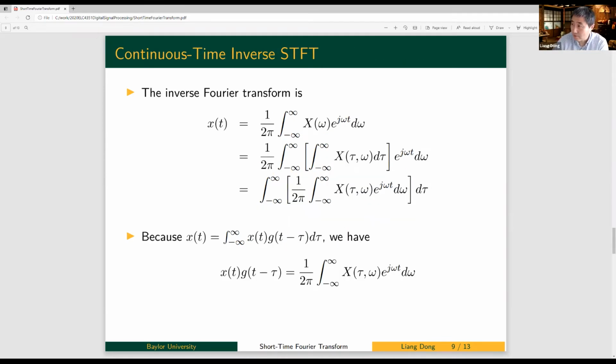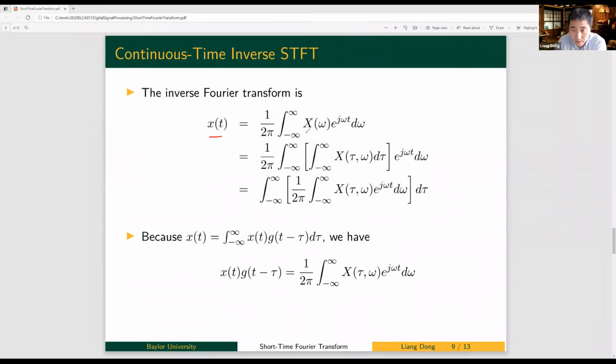Now the inverse Fourier transform. In general, we have this formula: x(t) is 1 over 2 pi, integration from negative infinity to infinity, X(omega) times e to the positive power j omega t d omega. The frequency window size is periodic of 2 pi. This is our inverse Fourier transform.